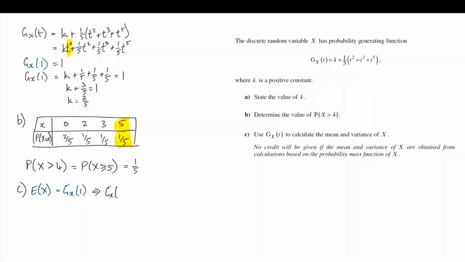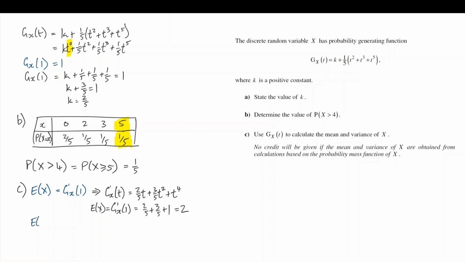When we differentiate the generating function, the k term is going to disappear because of the 0, and we end up with 2/5 t plus 3/5 t squared plus t to the power of 4. Now let's substitute a 1, and we're going to get 2/5, 3/5, and 1. We get an expectation of x of 2. Looking back to the distribution, that sounds sensible to me. 2 is in the middle region of the sample space.